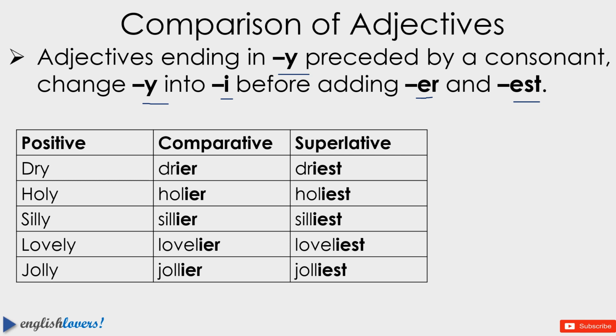So you can see in all these adjectives there is y at the end, and that y is changed into i, and er and est are added. So dry, drier, driest; holy, holier, holiest; silly, sillier, silliest; lovely, lovelier, loveliest; jolly, jollier, jolliest. So here y is changed into i, and then er and est are added.